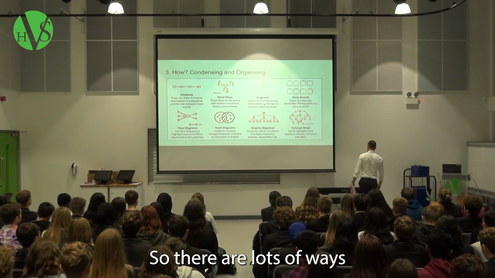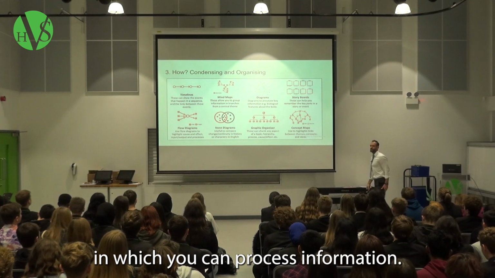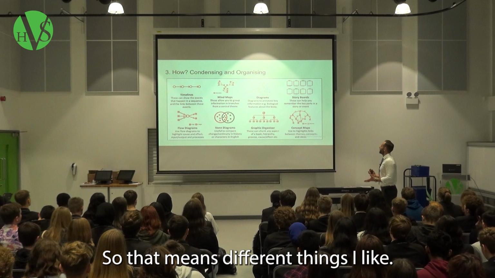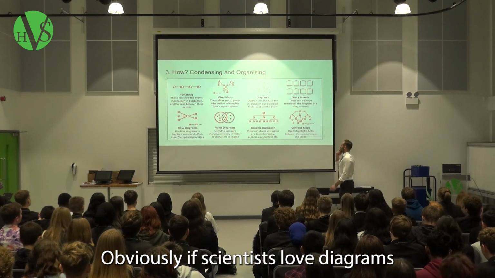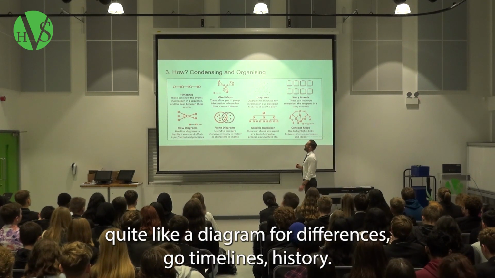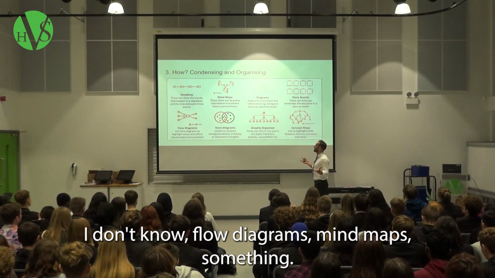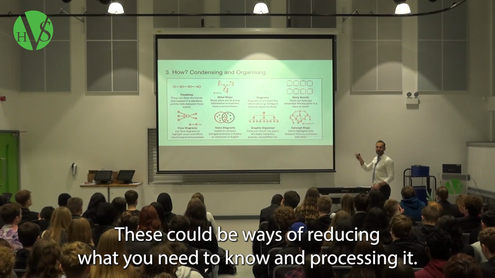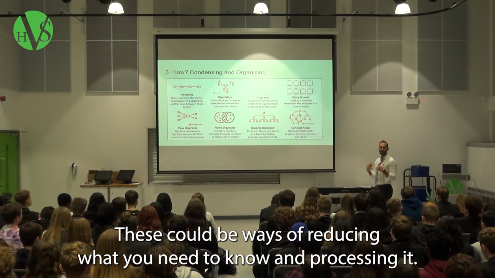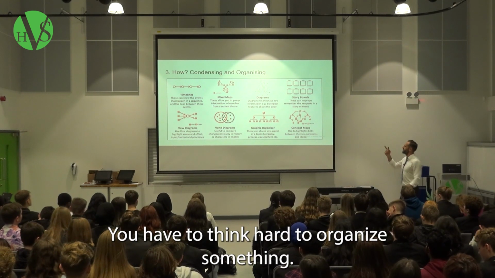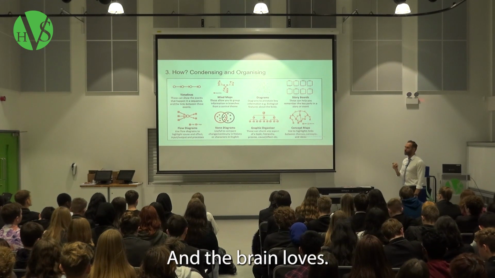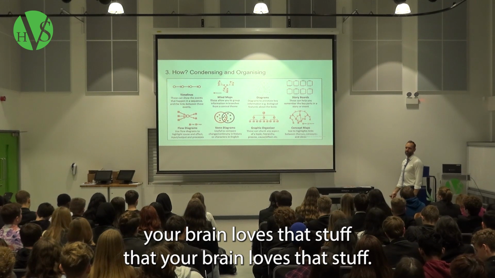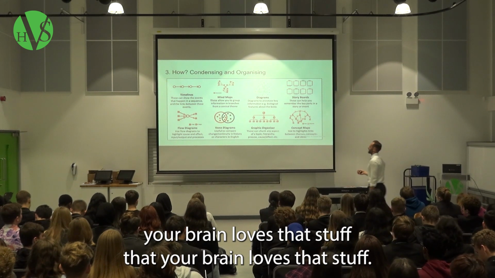So there are lots of ways in which you can process information. Yeah, so that means different. Things that I like, obviously I'm a scientist, love diagrams, quite like a Venn diagram for differences, timelines for history, I don't know, flow diagrams, mind maps, something. These could be ways of reducing what you need to know and processing it. So you have to think hard to organise something. We call these graphic organisers, so visual organisers, your brain loves that stuff.